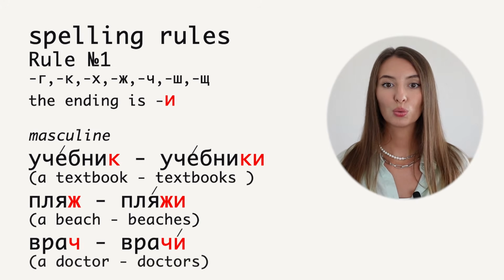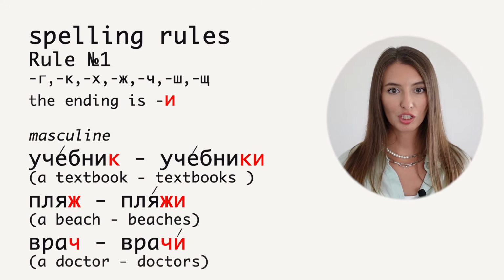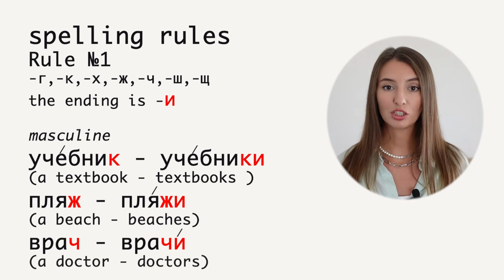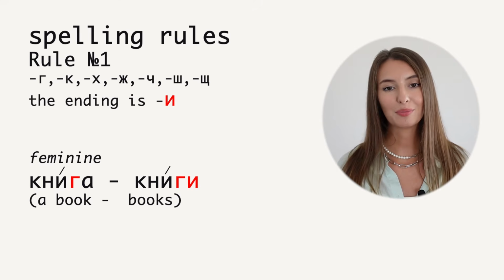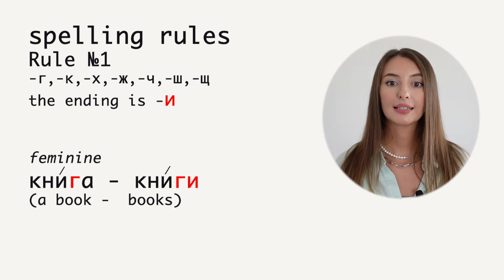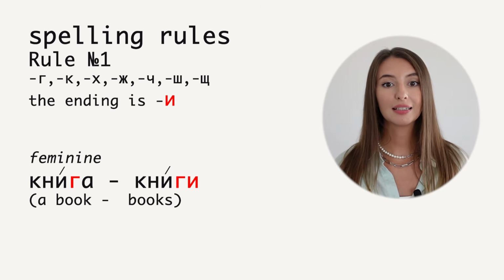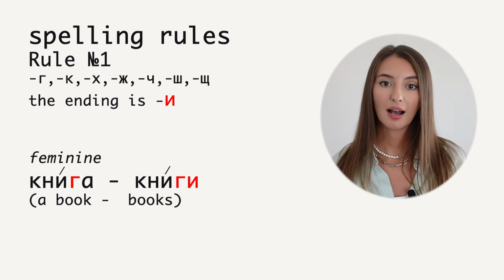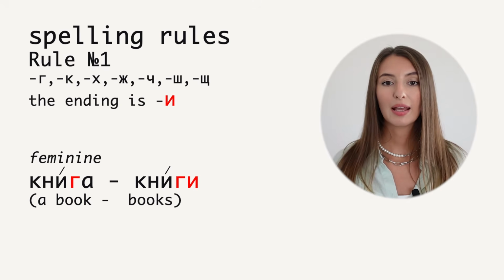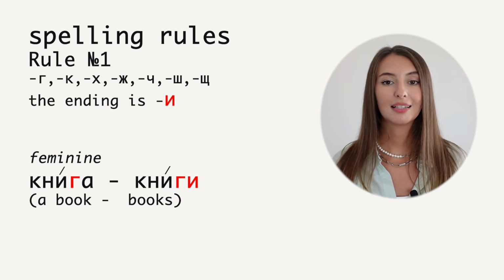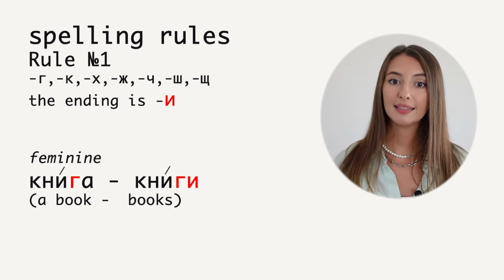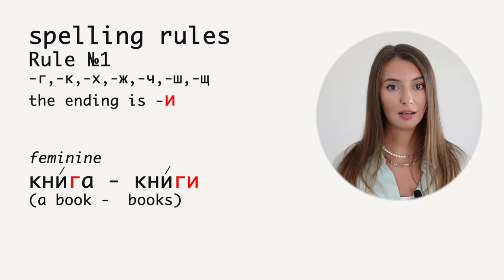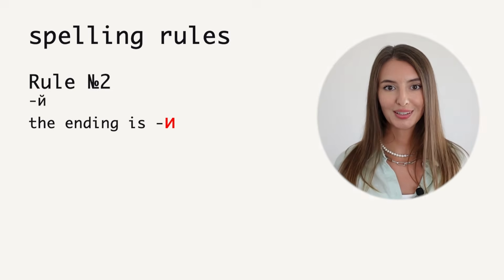Учебник, учебники. Пляж, пляжи. Врач, врачи. Now let's look at a feminine noun. For example, книга, книги. The stem of this word is книг. The ending is а. The stem ends with the letter г. It means that the ending should be и. Change the ending from а to и. Книга, книги.